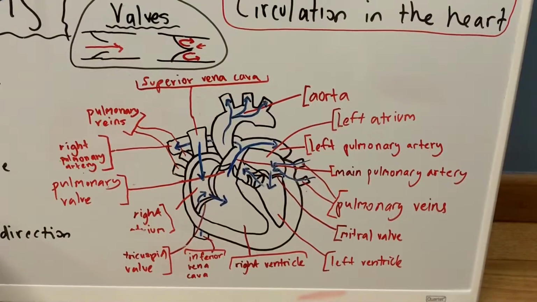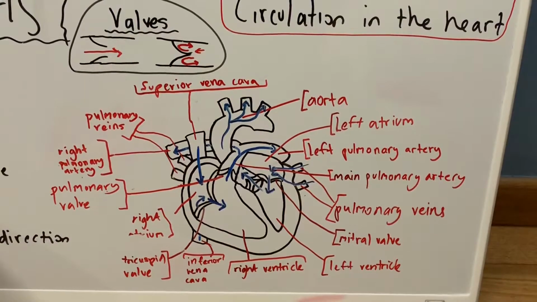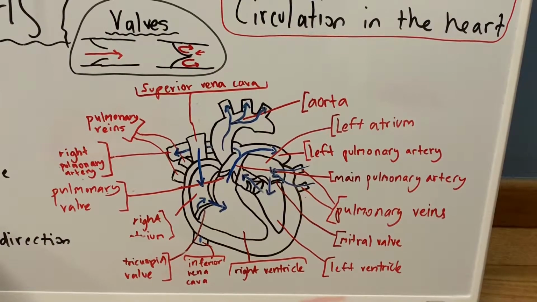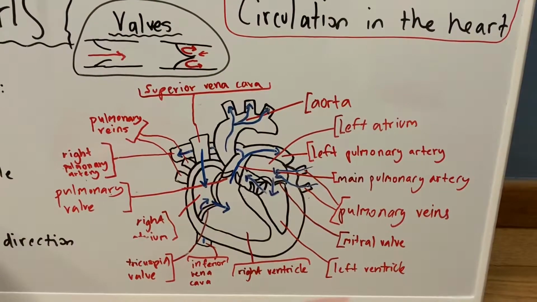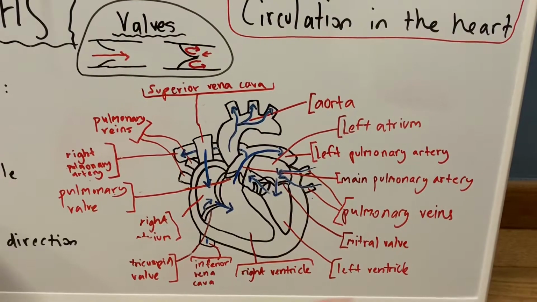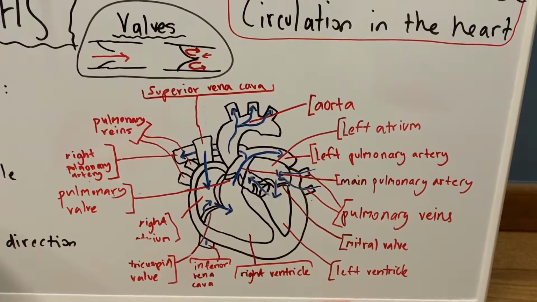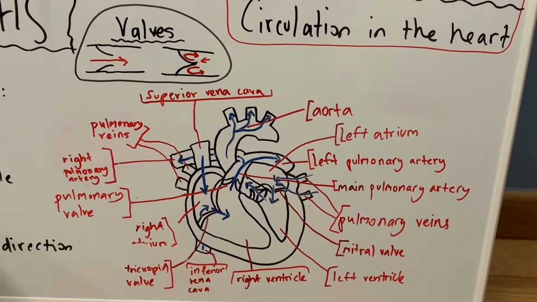The pulmonary veins found on both sides of the heart bring oxygenated blood to the left atrium from the lungs. The blood moves through the mitral valve into the left ventricle and through the aortic valve into the aorta. This is where the blood then flows to the rest of the body.